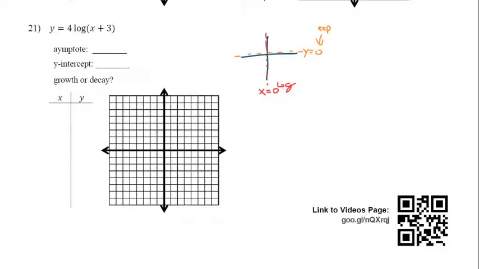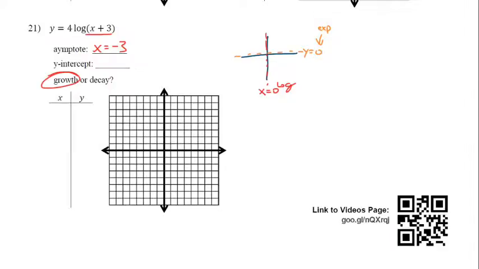Okay? So your asymptote is at x equals 0, except for when you have a horizontal transformation. So this asymptote is at x equals negative 3, because remember, everything in the parentheses is backwards. Yes, everything in the parentheses is backwards. And your y-intercept, we'll figure that out when we get to it. And growth or decay, well, we're going to look at it. This one is actually a growth function, I'm pretty sure. Yeah, it's a growth function.